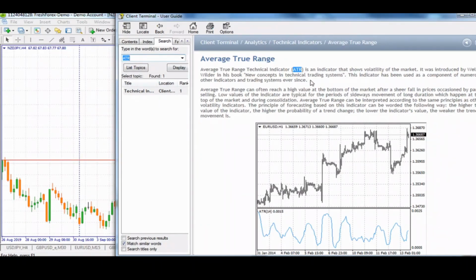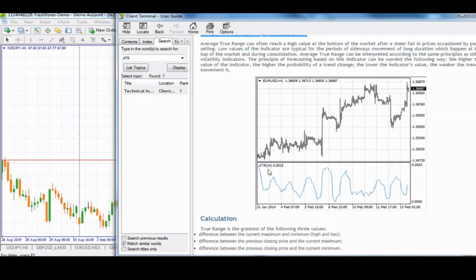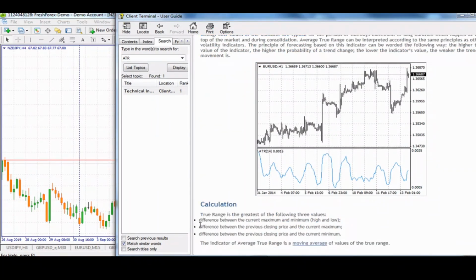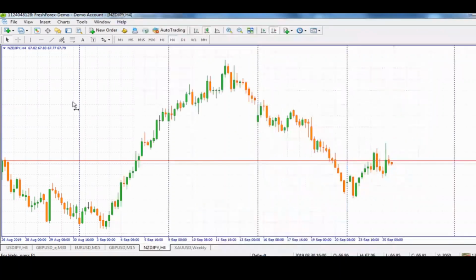So as you can see here, the same thing applies. It is the same information which I just read on the slides, the same one which is written here. And as you can see, this is how it looks when it has been attached on the screen. And then you also have how it is calculated here. So that is simply if you want to know exactly what an indicator does or how an indicator works, you can find the information at the help option.